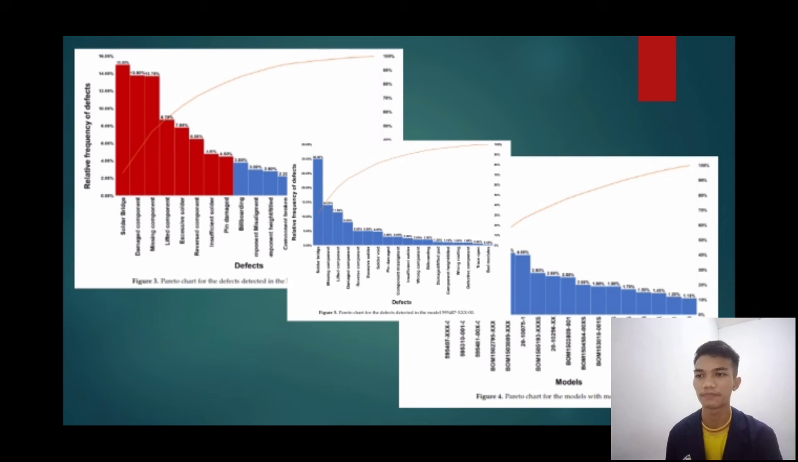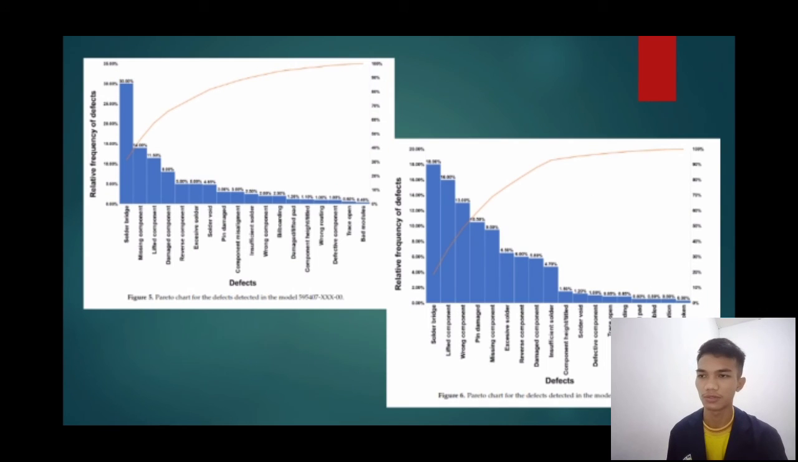So for the next, we see figure 3. Figure 3 shows the result in a Pareto chart for the defects that were detected in the manual finish area during the period of August to December 2017. And we look at figure 4. It shows a Pareto chart with the product models that had the highest number of defects.